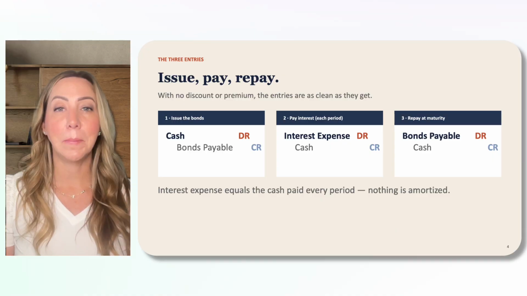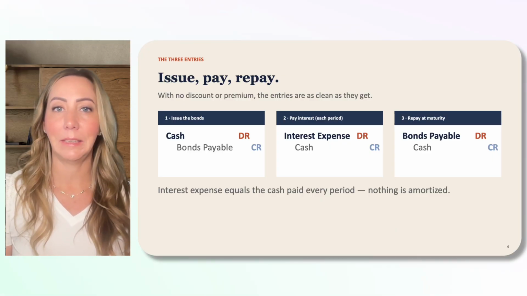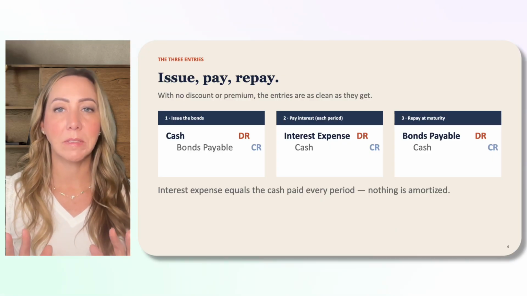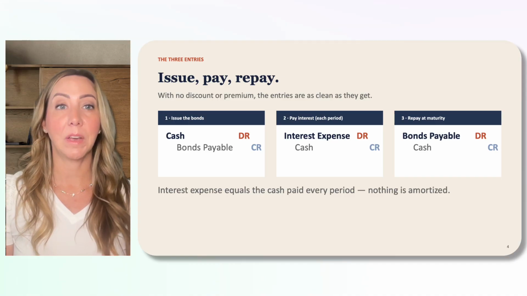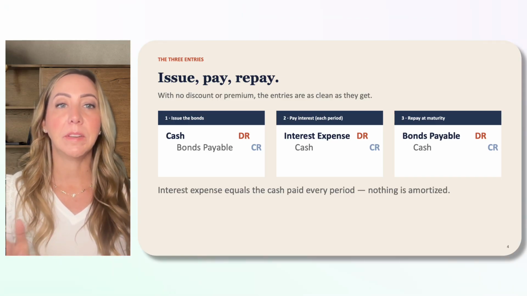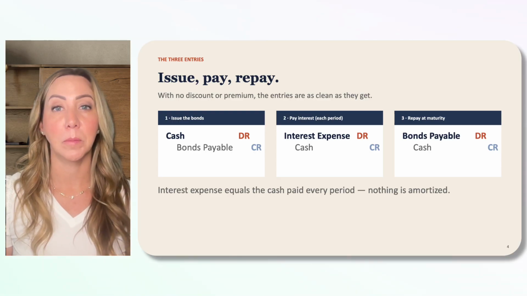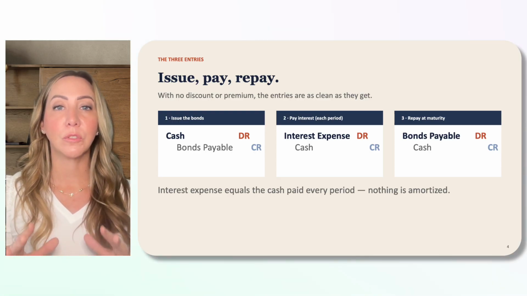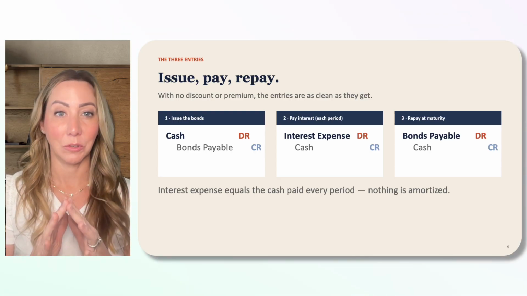Now the journal entries, and because this is a par bond, they're about as clean as it gets. There are 3 accounting moments in the life of a bond. First, when the company issues the bond, it receives cash and takes on an obligation. So we debit cash for the proceeds and credit bonds payable for the face amount. Since the bonds are sold at face, those 2 numbers are identical.